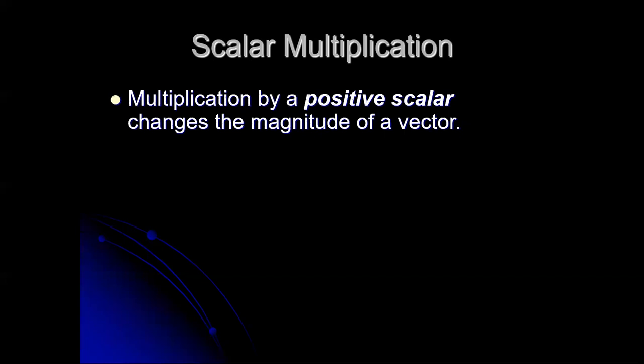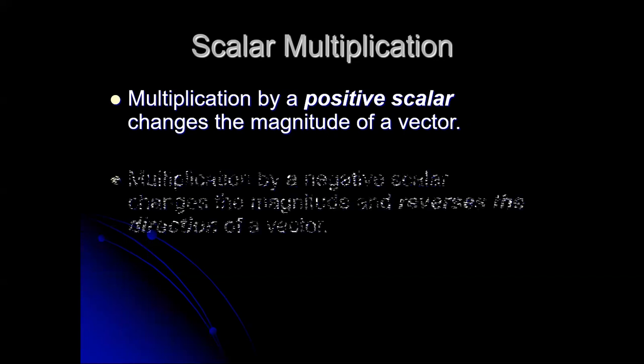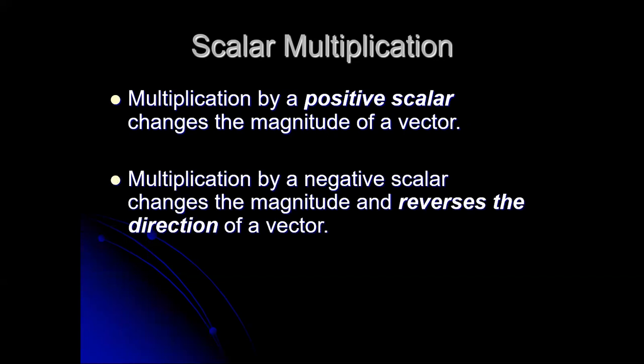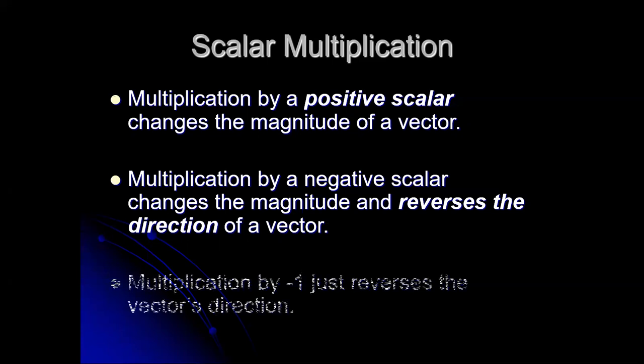If we multiply by a positive scalar, what that does is it changes the size. It changes the magnitude of the vector. Positive scalars don't change direction, they only change the magnitude. Negative scalars will change the magnitude, but also flip the vector around. It'll reverse the direction. And if we just multiply by -1, just like multiplying a regular number by -1, if I multiply 5 times -1, I get -5. I get the same number, just flipped in the other direction. Multiplying by -1 just flips the direction.